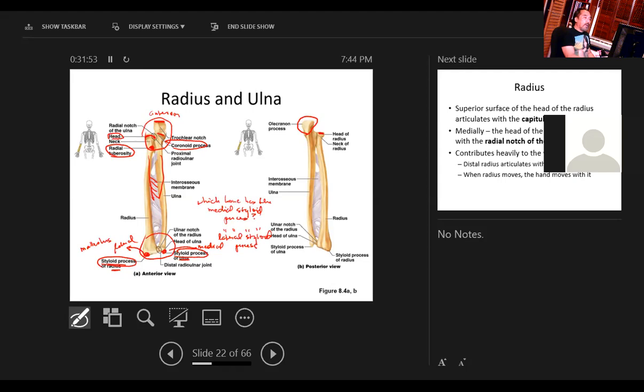Okay, so take a look at this distal end. Which is the lateral and the medial bone? Remember, anatomical position, thumb facing outward. Follow the thumb. That's your radial bone. Okay, follow the thumb.